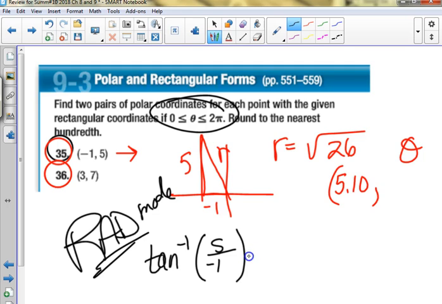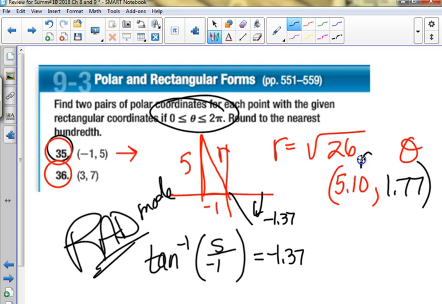Inverse tangent of 5 divided by -1 is -1.37. Am I down in that quadrant, -1.37 radians? No. How do I get it in the right quadrant? Add 180, but it's not in degrees. I have to add pi, 1 pi, because it's halfway back. I got 1.77. r, theta, okay?